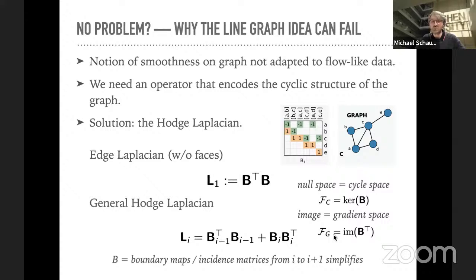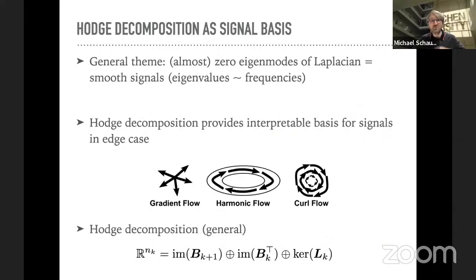Okay, let's keep that in mind for a second, but let's zoom out and go for the general Hodge Laplacian, because the general theme I'm going to advocate for here is that almost 0 eigenmodes of any Laplacian are to be understood as smooth signals. And the eigenvalues of these Laplacians correspond to frequencies in a natural way. All of these Laplacians are positive semi-definite, so we always have a natural ordering, and they're always symmetric as well. And now this Hodge decomposition for flows, the general one, actually has a natural analog in vector calculus.